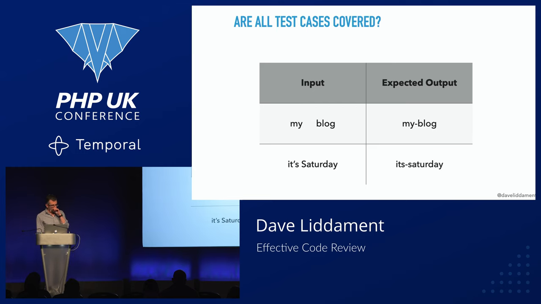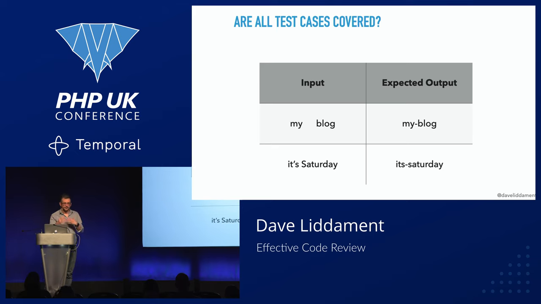The next question we're going to ask is, are all the test cases covered? So think about the happy path and think about all the things that could go wrong. Imagine if the only tests we had were the ones on the previous slide. We haven't really considered, what happens if we've got special characters in our string? Have we got a test to make sure they turn to dashes? What if we've got multiple spaces in the string? Should that be multiple dashes or should it be a single dash?